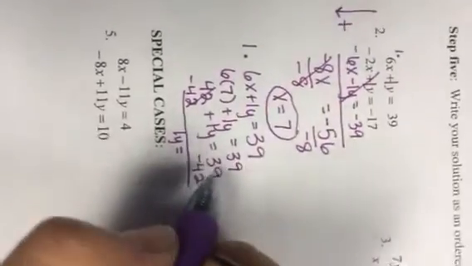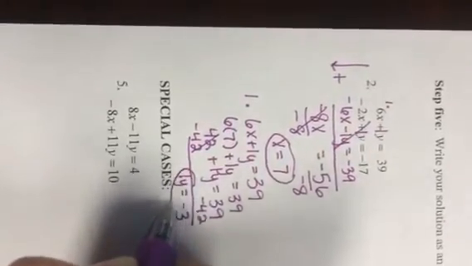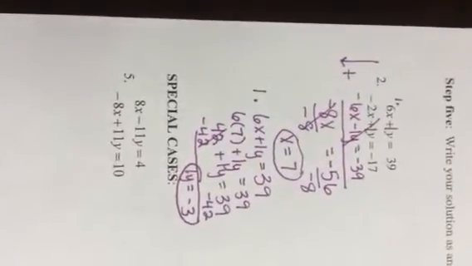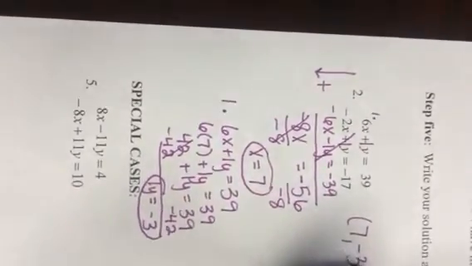So y would be equal to -3. Now we have our answer. Our answer would then be 7, -3.